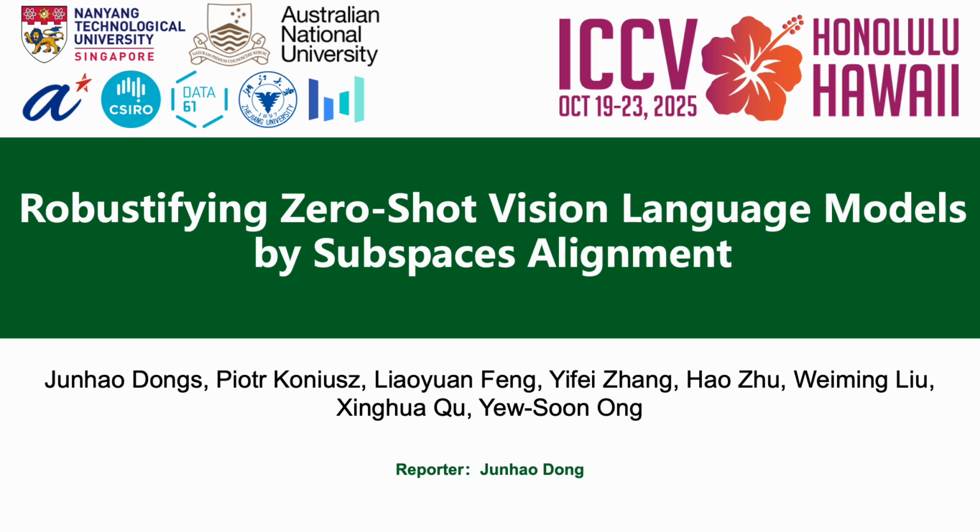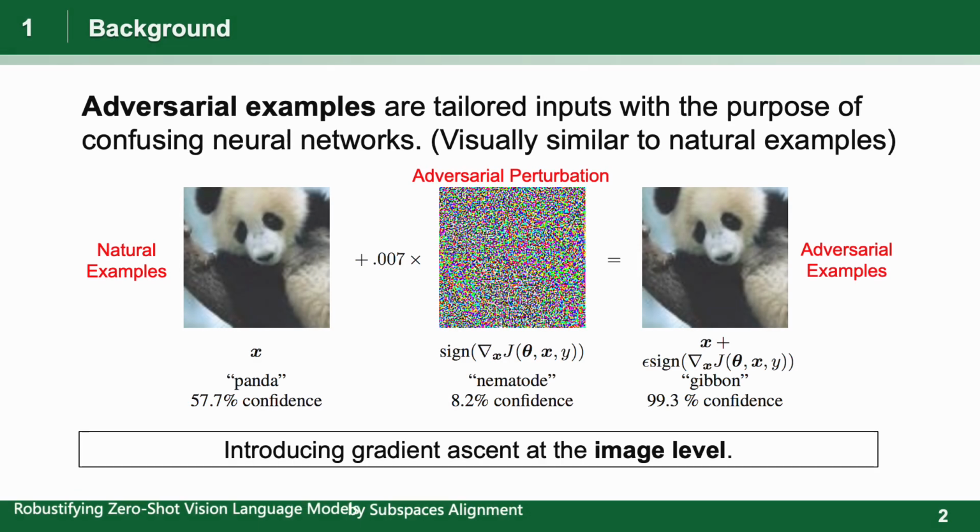I'm glad to introduce our paper accepted by ICCV this year, Robustifying Zero-Shot Vision Language Models by Subspaces Alignment. And here I will introduce the background of adversarial examples and visual language models.